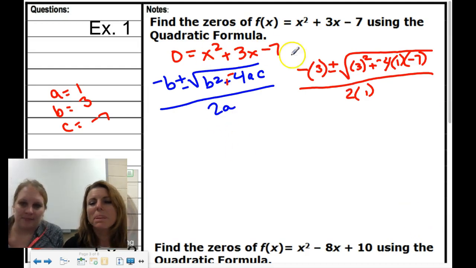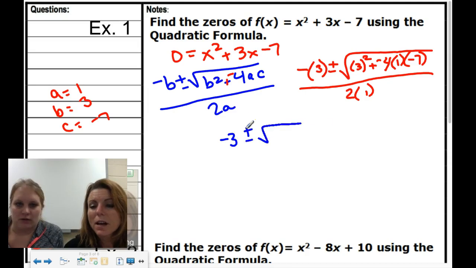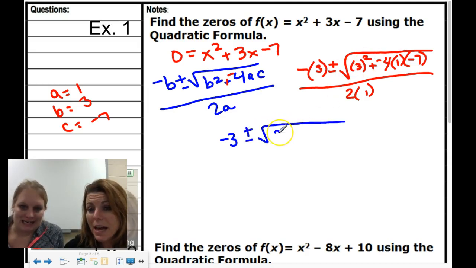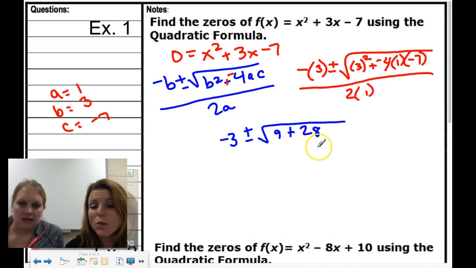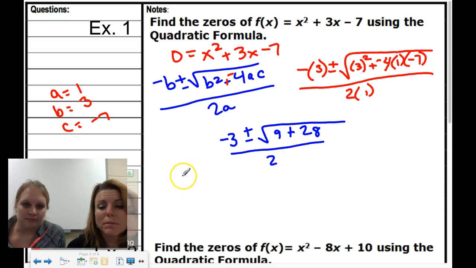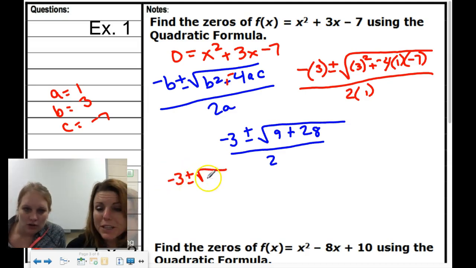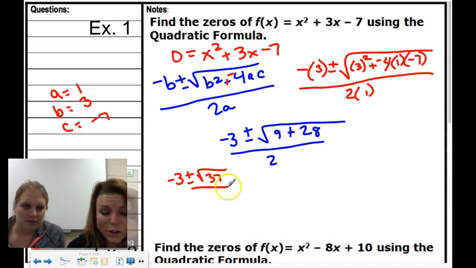Now clean it up. So we've got negative 3 plus or minus the square root of 3 squared, which is 9, plus negative 4 times 1, which is negative 4, times negative 7, which is 28. All over 2. Clean it up more: negative 3 plus or minus the square root of 37 over 2.